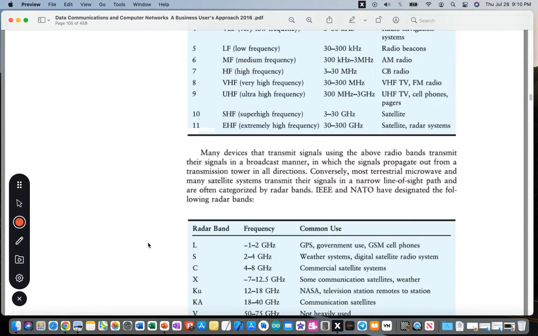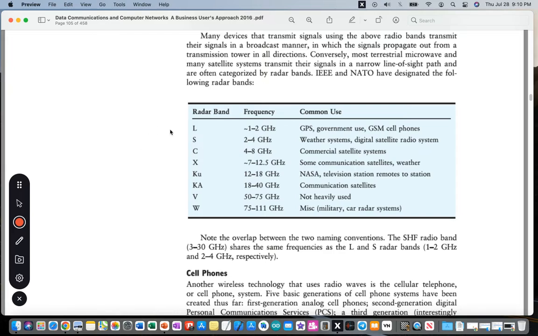All right. So then we can go further and see the radar bands. It can be L or S or C or X or Ku or Ka or V or W. NASA uses the Ku, and the GPS uses the L, and the weather system uses the S and the X, and the V is not really used, and the W is for military and car radar systems.